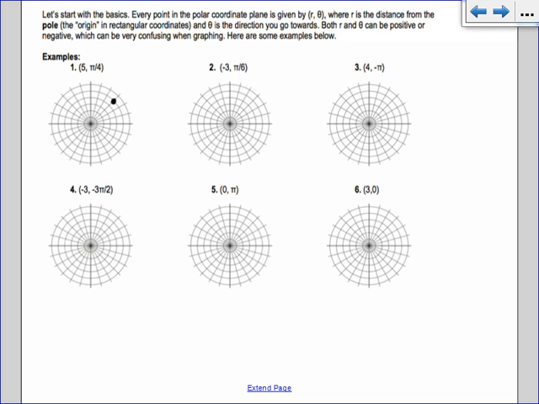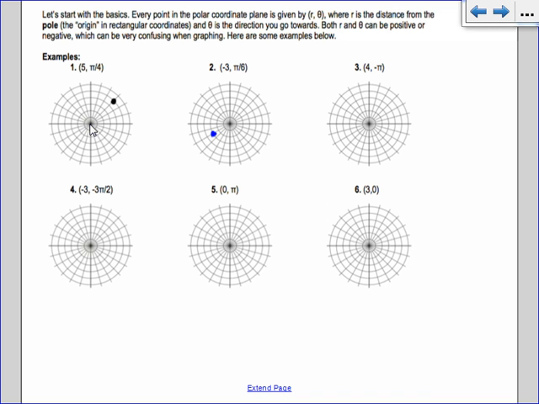Okay. So if I do (negative 3, pi over 6), I'm going along the pi over 6 line, which is this line. And I'm going to go in the negative direction. So I want to extend my pi over 6 line in the negative direction, and I'm going to go out 1, 2, 3 in the negative direction. So I'll do a big point there. That's going to be right there.